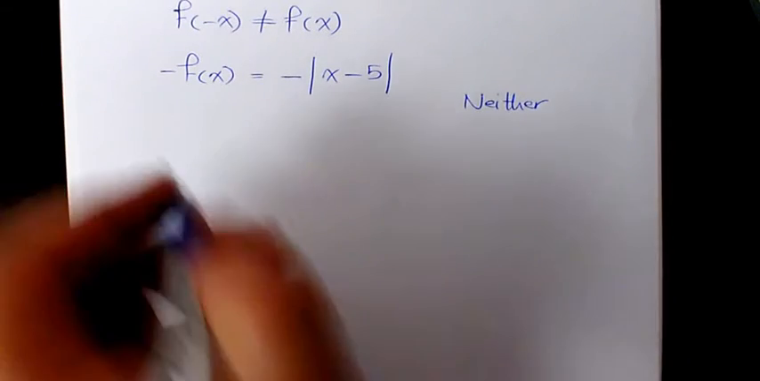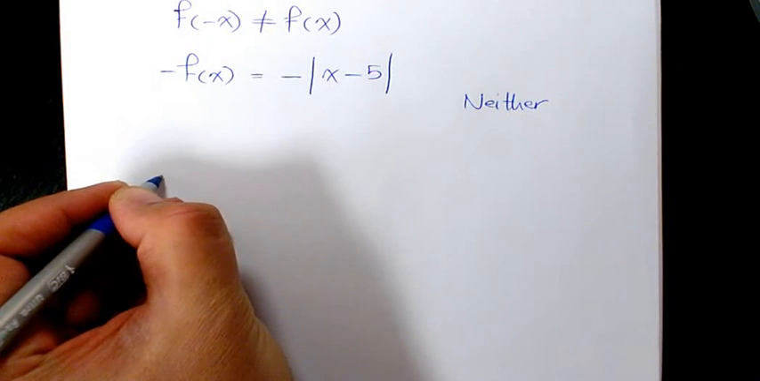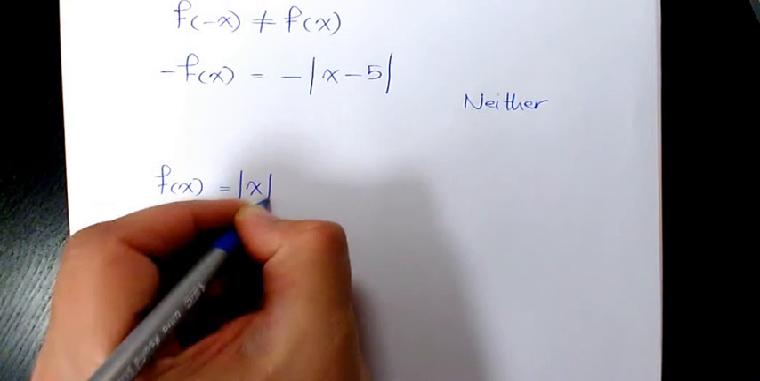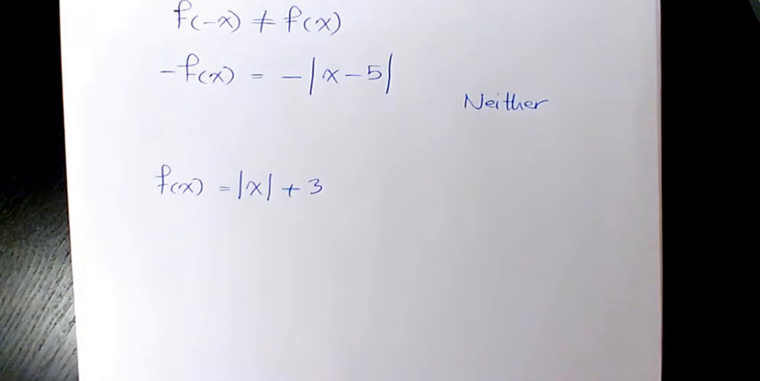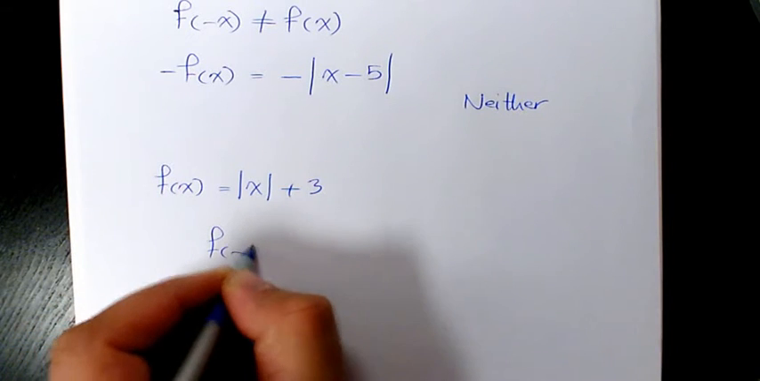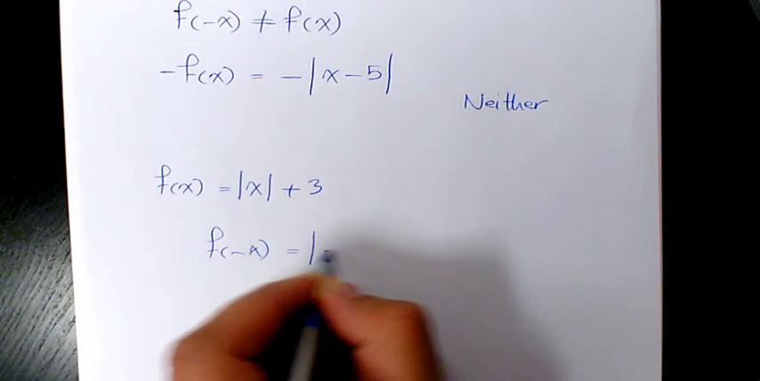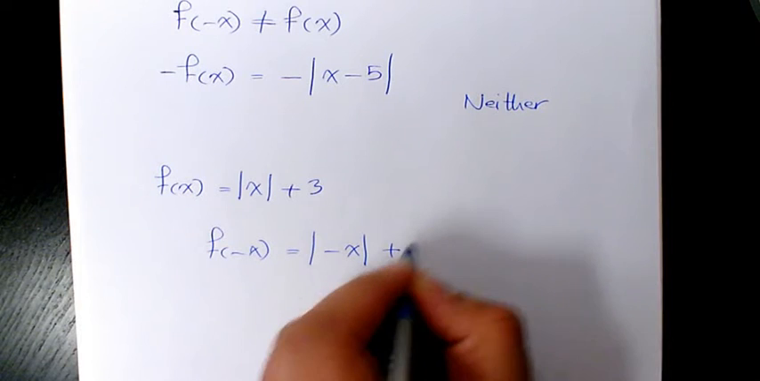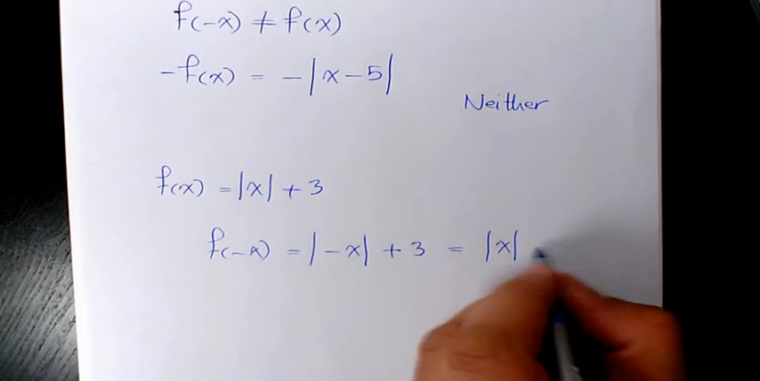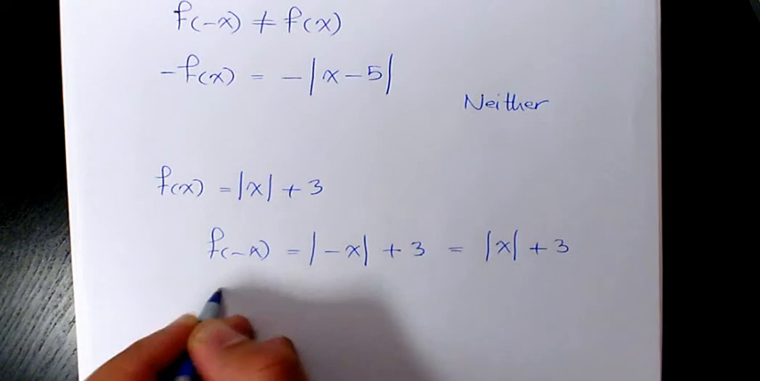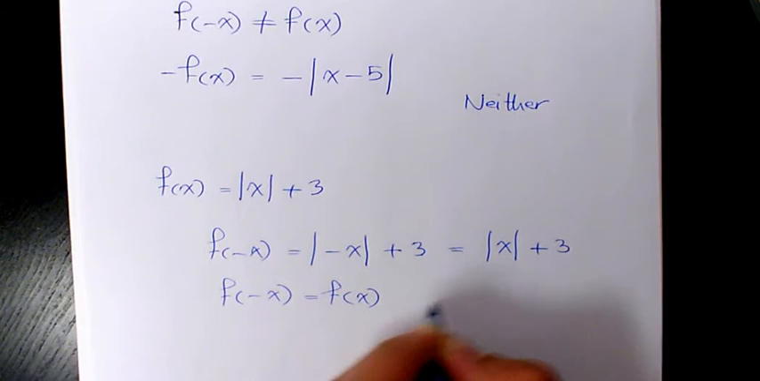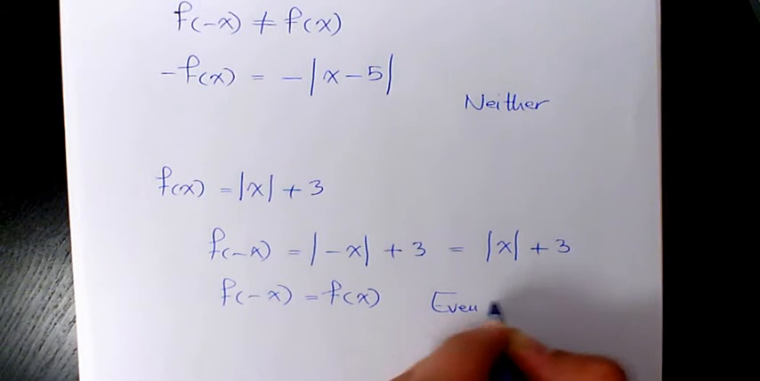Next one, we have f of x equals the absolute value of x plus 3. So I'm going to write f of negative x, which is going to be the absolute value of negative x plus 3, and that's going to be the same as the absolute value of x plus 3. So we're going to say f of negative x equals f of x. So we have an even function.